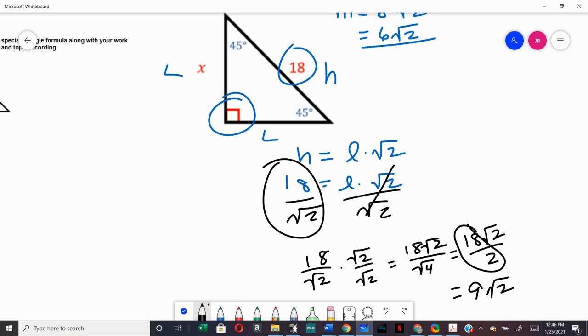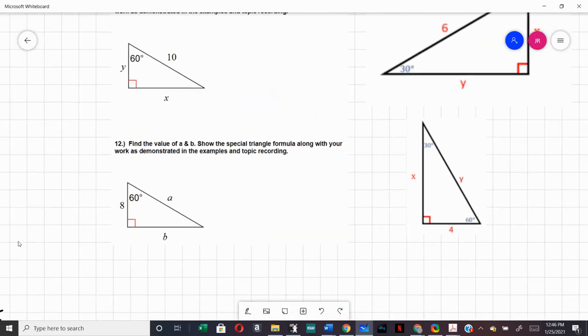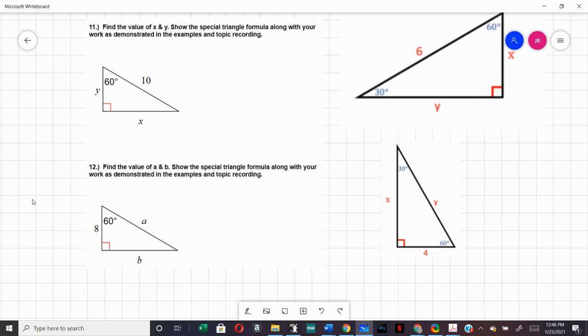So just follow that example. It's real simple. Don't make this part any harder than it is. Just multiply straight across, and they're all going to end up being pretty much this similar work. So follow that example. And then numbers 11 and 12.